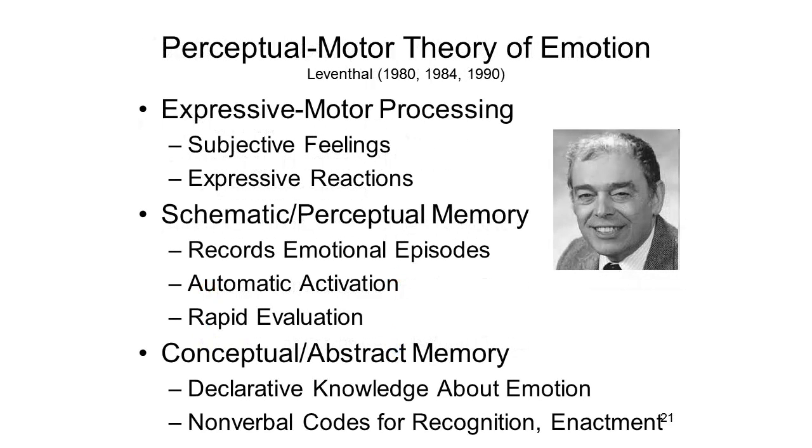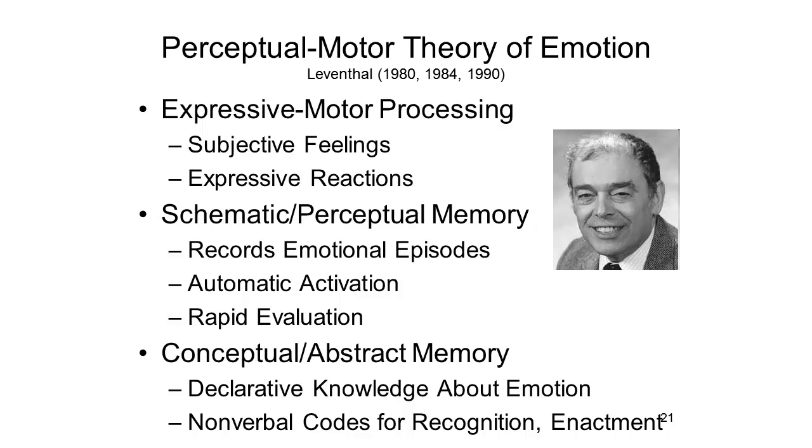Howard Leventhal, another student of Silvan Tomkins, has offered an alternative perceptual motor theory of emotion. For Leventhal, the study of emotion starts with conscious experience, not with facial activity. For him, emotional states are a form of meaning. They provide information about the self and the world. These basic meanings develop in what Leventhal calls the perceptual processing system, by which he means the cognitive system in general.